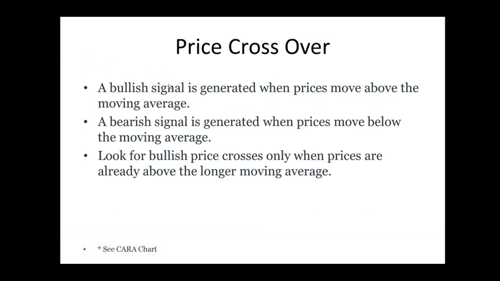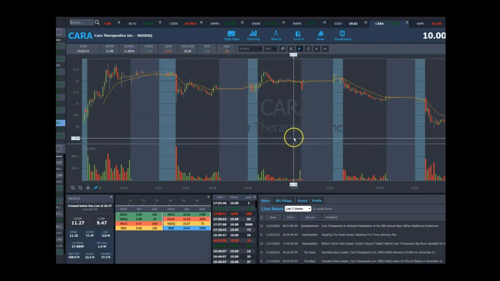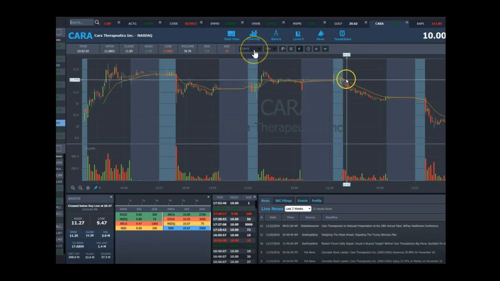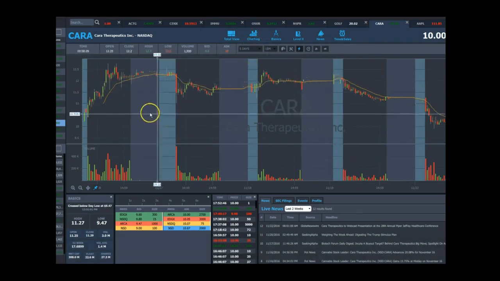The other signal is a price crossover, and a bullish signal is generated when prices move above the moving average, and vice versa for the bearish signal. Look for bullish price crosses only when prices are already above the longer moving average. So back to CARA. You can see here, like this one here, the price was below it, and it moves above the 15 EMA and above the 5 EMA. That's your crossover, that's your buy signal. Here it's above it and it breaks down through it. That's your sell signal. Much the same as the two lines crossing over.